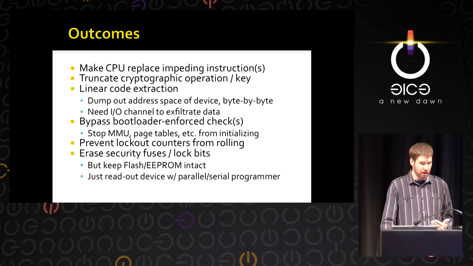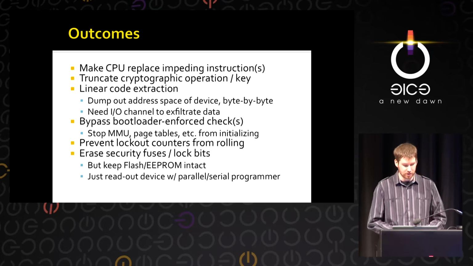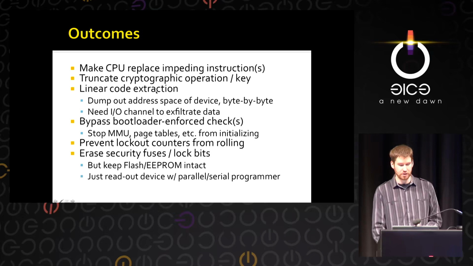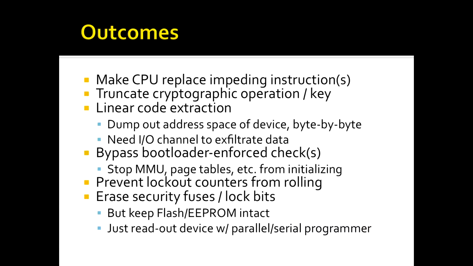So what are some of the outcomes in general that voltage or clock glitching or potentially any glitching can provide for you? So you can make the CPU replace impeding instructions, so you turn that compare jump into a compare, which doesn't jump anymore. You can truncate cryptographic operations or keys, so reduce the number of rounds in a crypto encryption or decryption process. You can do linear code extraction, where you basically walk the address space of the device, address location 1, 2, 3, 4, all the way until the memory map loops, dumping out the data from the device byte by byte. However, you do usually need an I/O channel to actually get the data out, so a UART pin or something of that nature.